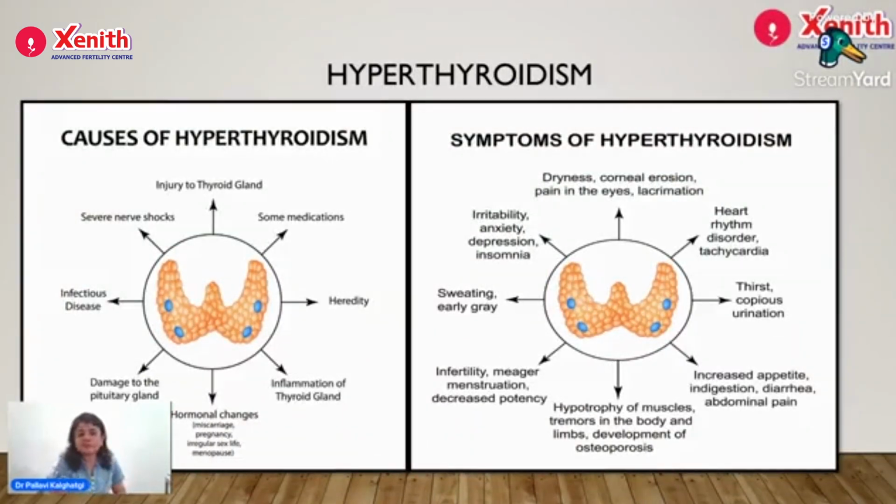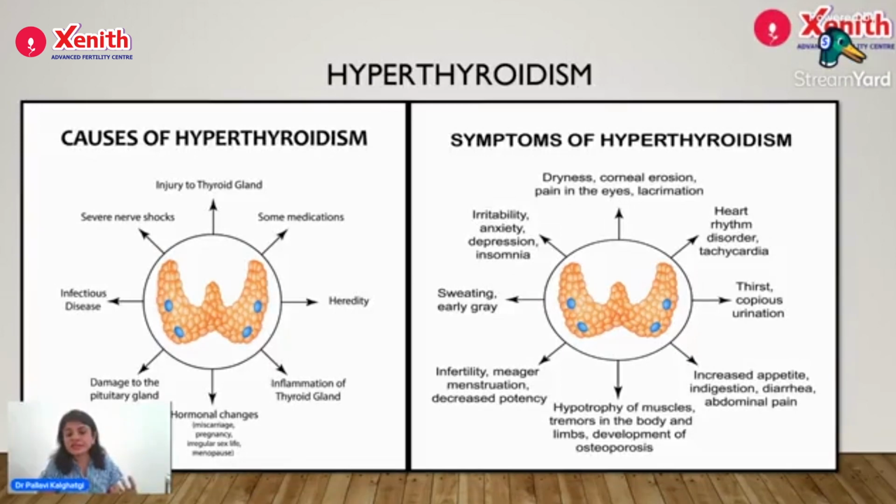Moving on to what is hyperthyroidism, the causes for hyperthyroidism are similar to hypothyroidism. Same thing: damage to the pituitary, hereditary factors, an infection to the thyroid gland. All of that pretty much remains the same. But the symptoms are a little different than hypothyroid. In hypothyroid, like I said, you experience weight gain, but in hyperthyroid, you experience weight loss. Your appetite increases. In hypothyroid, you have constipation, but in hyperthyroid, you may have diarrhea. So these are some distinguishing factors.